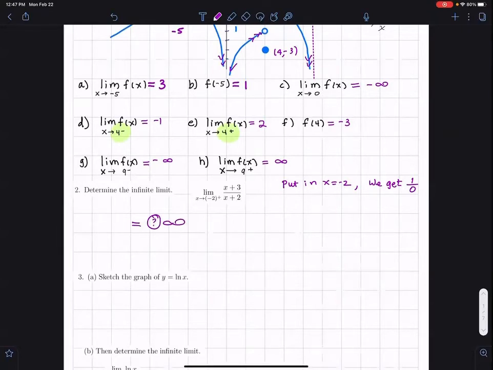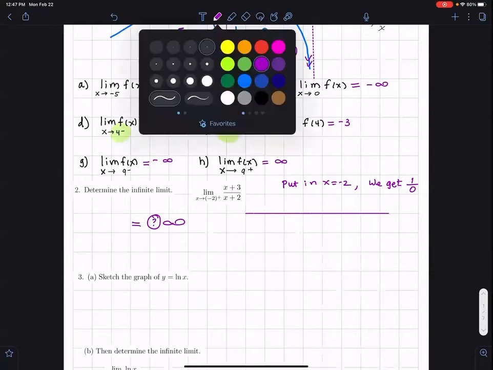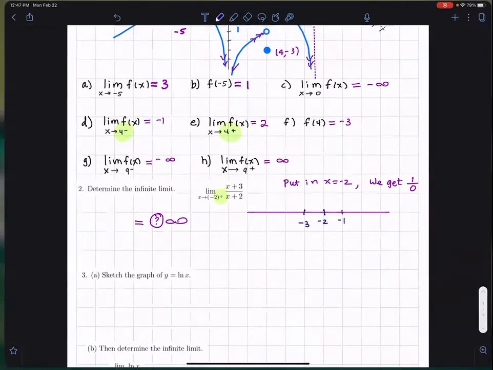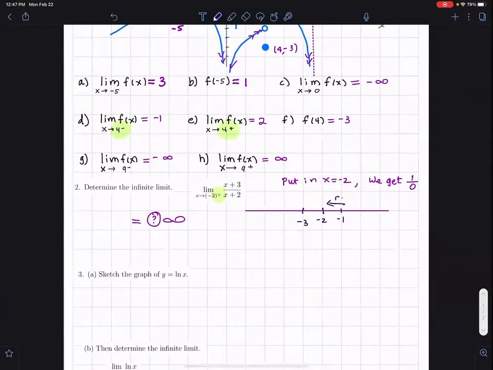What I do is, I'm really big on just taking out the number line and doing that. So this plus here is important. It says -2 with a plus, which means from the right. I come from the right of -2.